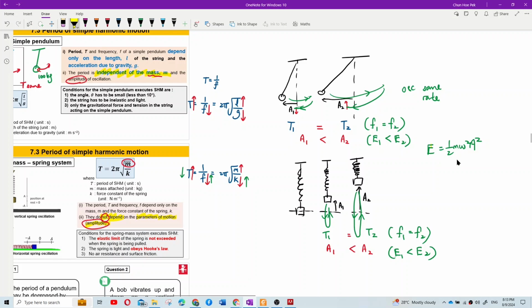Why is total energy different? Because total energy depends on amplitude. The bigger the amplitude, the more the total energy of the system. If you look at this spring mass system, more amplitude means more compression, which means more elastic potential energy stored in the spring. That will be converted to more kinetic energy of the block. So the total energy is bigger if you have bigger amplitude.